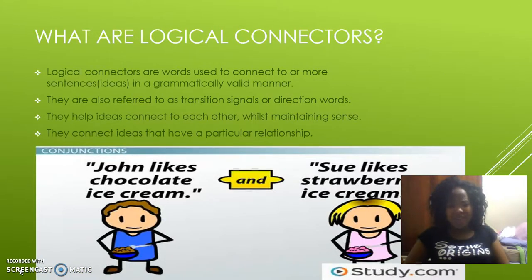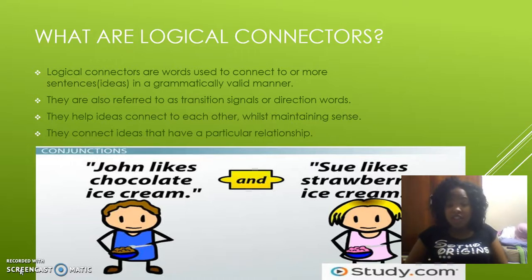Now, you are wondering what logical connectors are, right? Logical connectors are words used to connect two or more sentences or ideas in a grammatically valid manner. Sometimes they're called transition signals or direction words. These are the words that help ideas connect to each other. They create a relationship between ideas while maintaining the sense between the ideas. They usually connect ideas that have a particular relationship with each other.